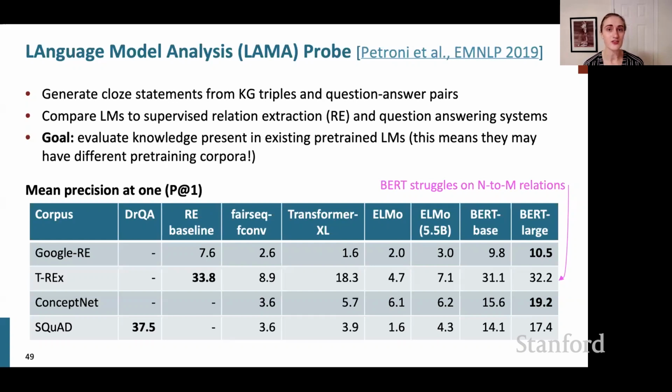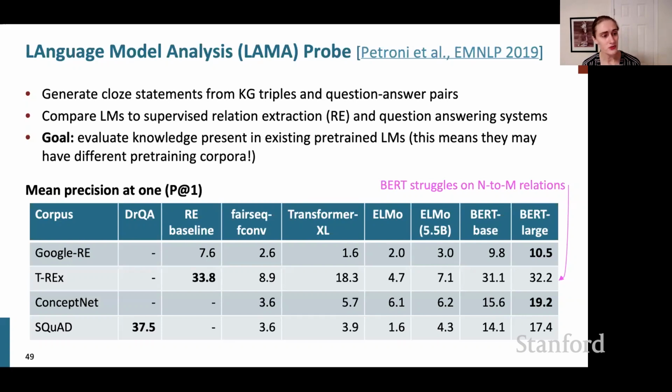And they find that BERT really struggles on these n-to-m relations. So while it performs better than the relation extraction baseline on some types of relations, overall it does pretty terribly on these n-to-m relations. So overall it does a bit worse than the baseline on this T-Rex data set.